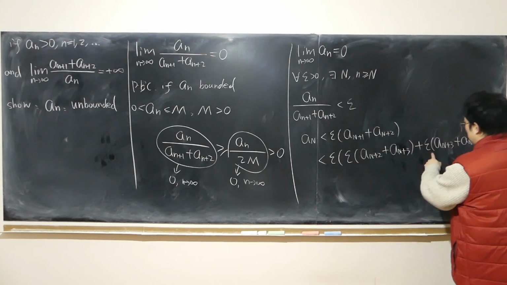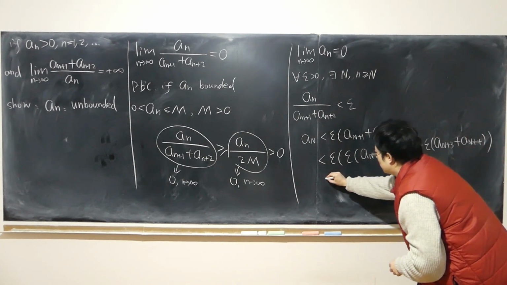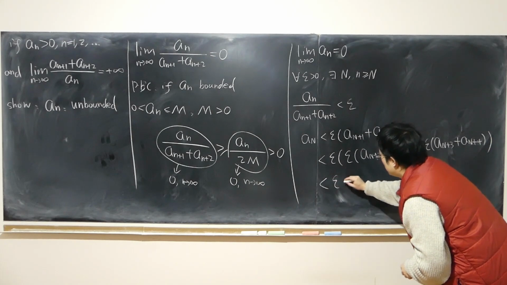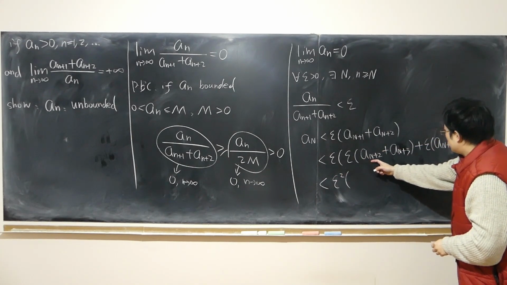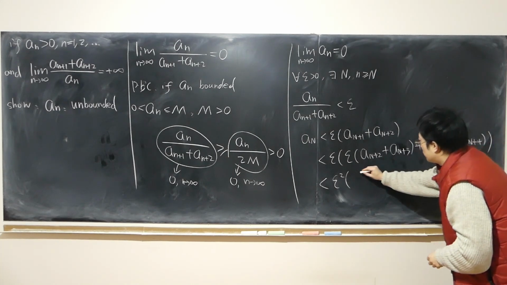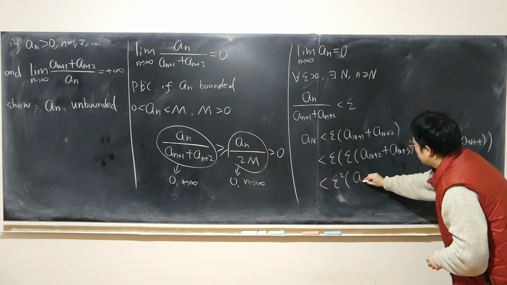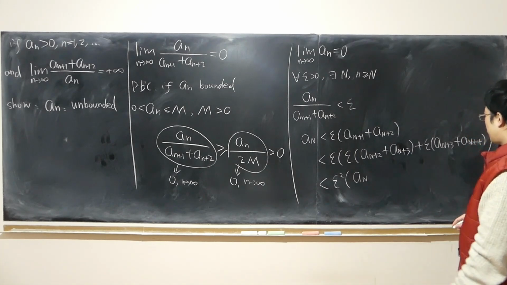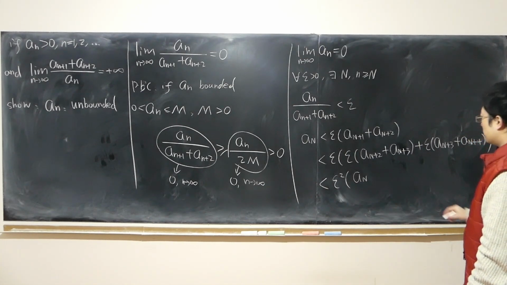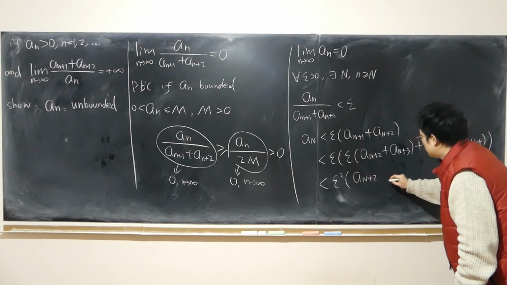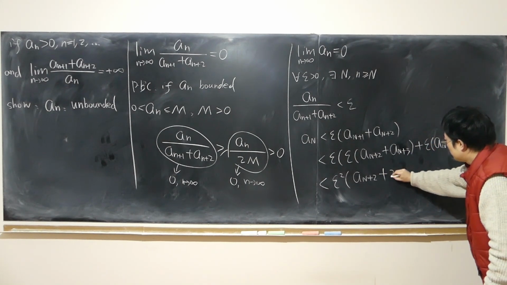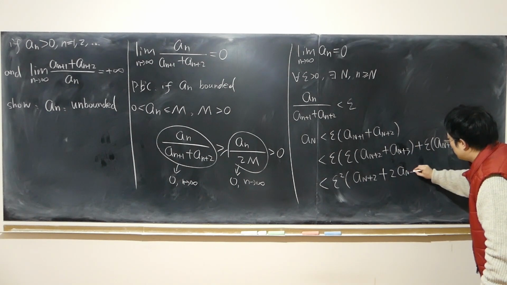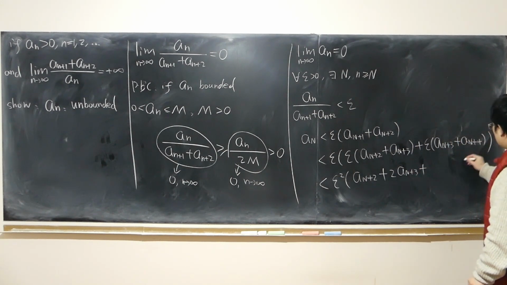Now epsilon extracted out, epsilon squared times a_{N+2}, just itself, plus a_{N+3}, 2 times a_{N+3}, plus a_{N+4}.